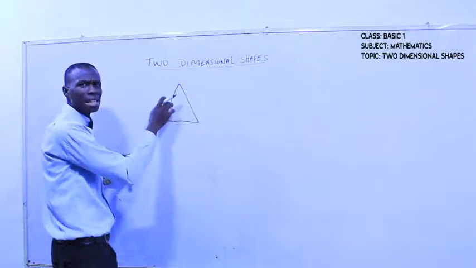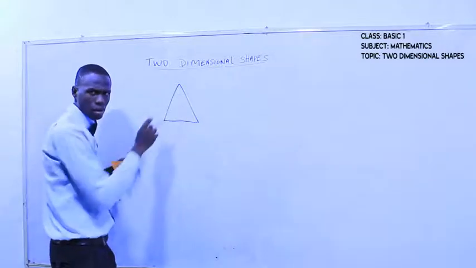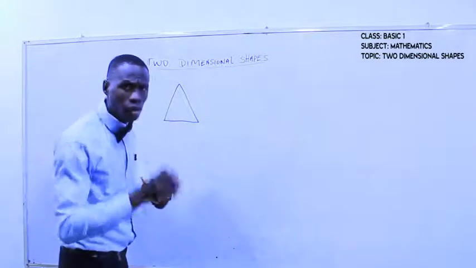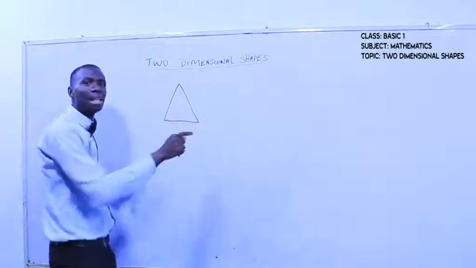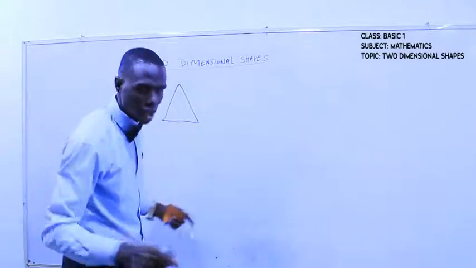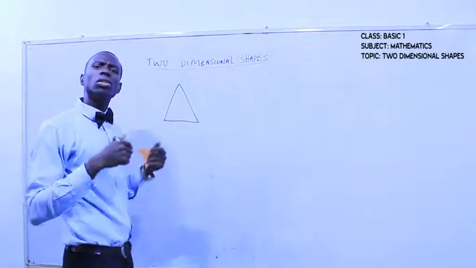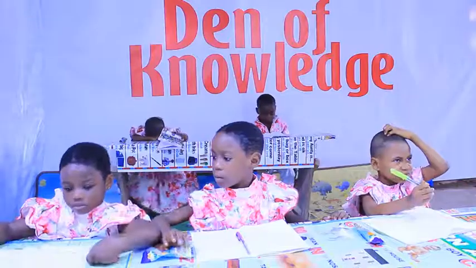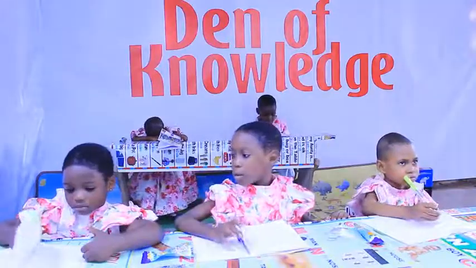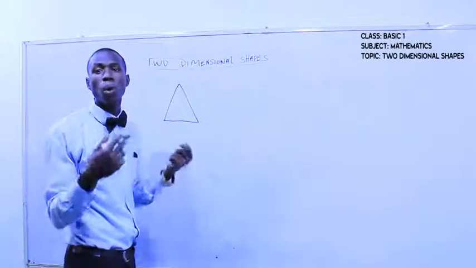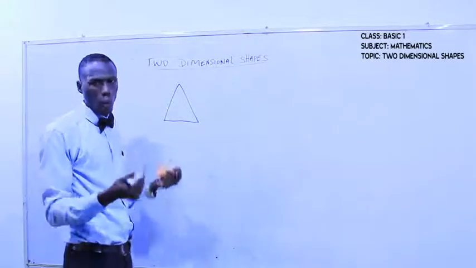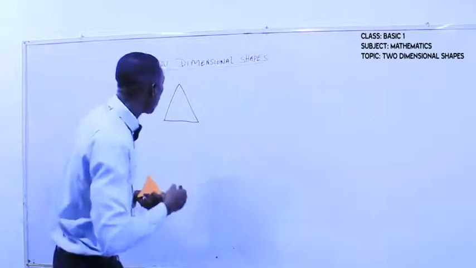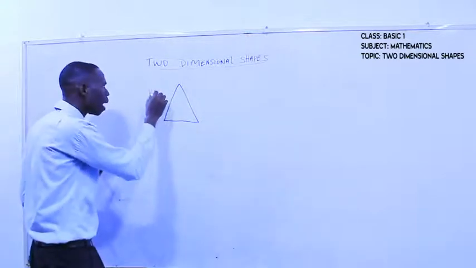It has three sides. That is number one. Properties of triangle: it has three sides. Sometimes the three sides can be equal or may not be equal. Now number two, this is number one.